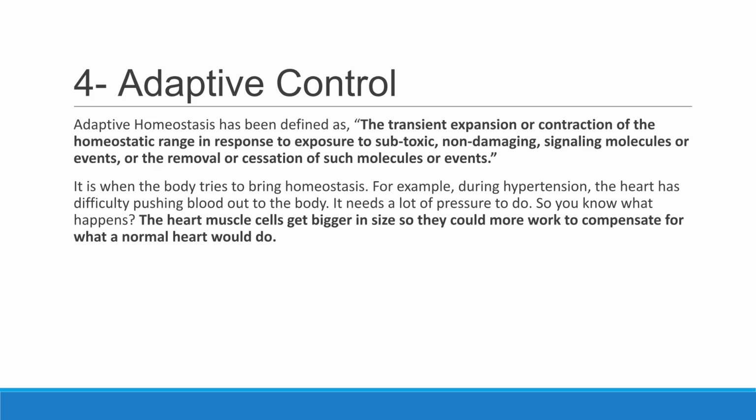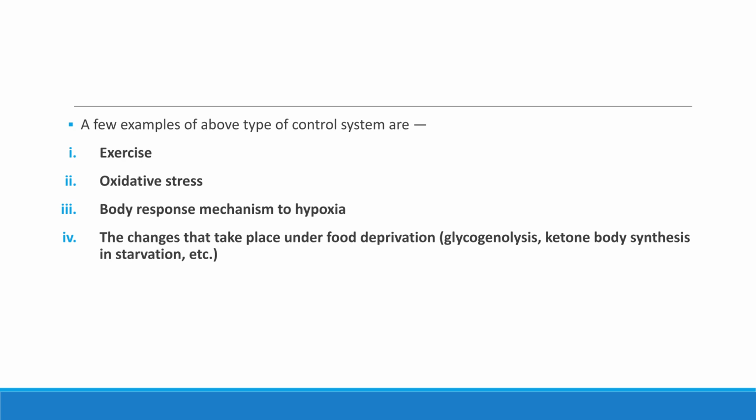Adaptive homeostasis is the transient expansion or contraction of the homeostatic range in response to subtoxic, non-damaging signaling molecules or events. It is the body's attempt to maintain homeostasis. For instance, during hypertension, heart muscle cells enlarge to compensate for the difficulty in pushing blood, allowing them to perform more work than a normal heart.